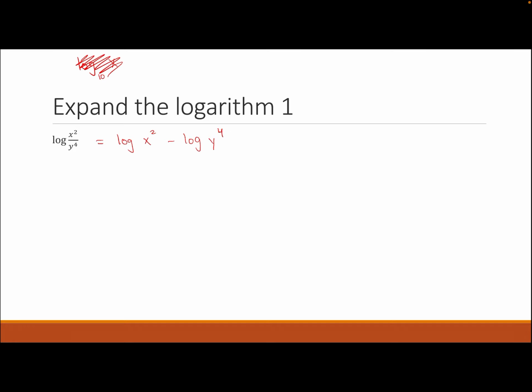And the problem is not over yet, because the expression is not fully simplified, since the x and y still have exponents. So now the exponents move to the front. So we get 2 log x minus 4 log y. And so this is an expanded logarithm.